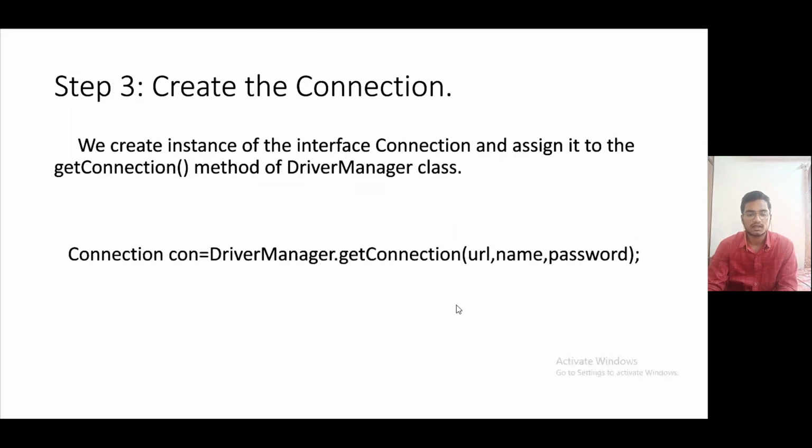And the third step is to create the connection. The connection can be created with the help of the getConnection method of the DriverManager class. The return type of this getConnection method is Connection, so the object of Connection refers to the method getConnection. The arguments to the getConnection method are URL, username and password. For every MySQL account, there will be a username and password, and we need to pass them as the arguments.